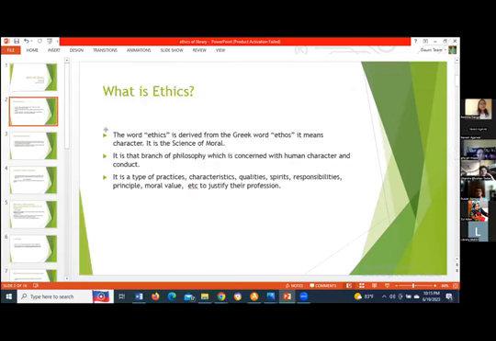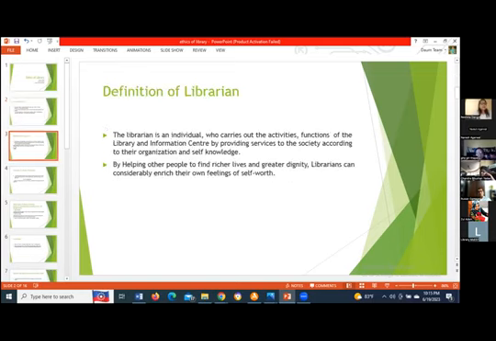So what is ethics? The word ethics is derived from the Greek word ethos. It means character. It is the science of moral. It is that branch of philosophy which is concerned with human character and conduct. It is a type of practice, characteristics, qualities, spirits, responsibilities, principles, and moral values to justify the profession. Definition of librarian: the librarian is an individual who carries out the activities and functions of the library and information centers by providing services to the society according to their organization and self-knowledge. By helping other people to find richer lives and greater dignity, librarians can considerably enrich their own feelings of self-worth.